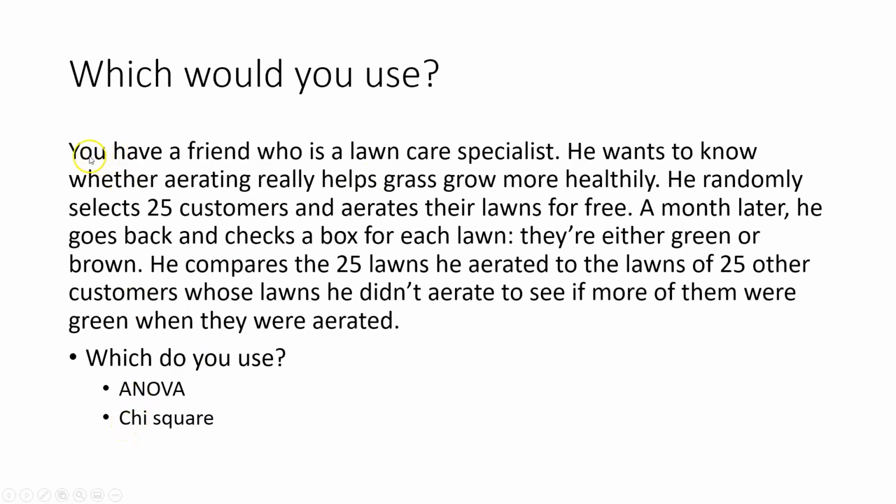Finally, what about this one? You have a friend who is a lawn care specialist. He wants to know whether aerating really helps grass grow more healthily. He randomly selects 25 customers and aerates their lawns for free. A month later, he goes back and checks a box for each lawn. They're either green or brown. He compares the 25 lawns he aerated to the lawns of 25 other customers whose lawns he didn't aerate to see if more of them were green when they were aerated. So, in this situation, which do you use, an ANOVA or a chi-square? Pause your video, see if you can figure that out.